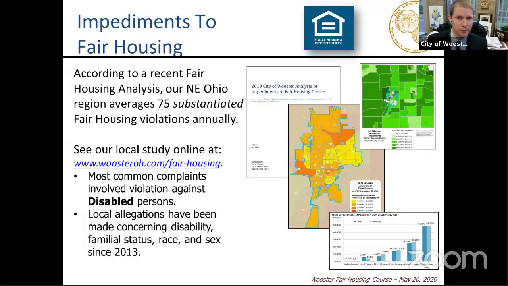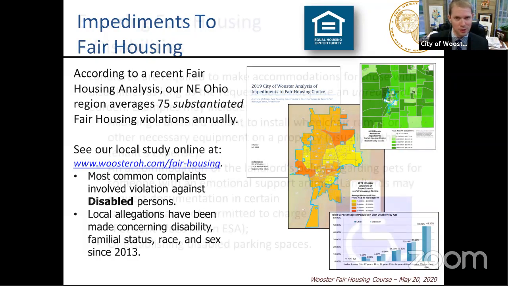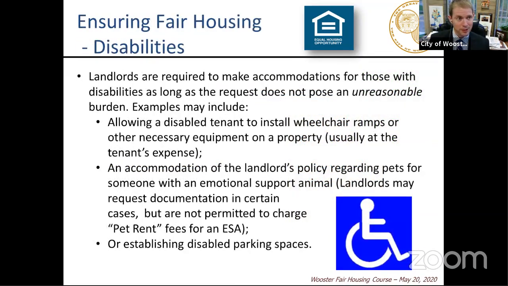And we do so in order to help ensure a strong economy and fair access to housing for everyone who wants to be a member of our community. So let's take a look at that first issue that's the most prominent in our region today, and that is ensuring fair housing for individuals with disabilities.